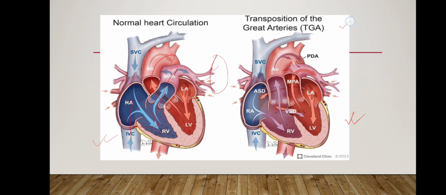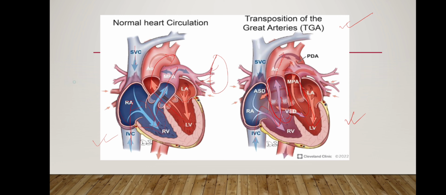But in transposition of great arteries, the pulmonary artery originates from the left ventricle, not from the right ventricle. As I said, this is the pulmonary artery which originates from the left ventricle, and the aorta originates from the right ventricle. The right ventricle is taking the deoxygenated blood. So the deoxygenated, unpurified blood enters into the right ventricle from the right atrium, and then enters into the aorta, and from the aorta to the body.